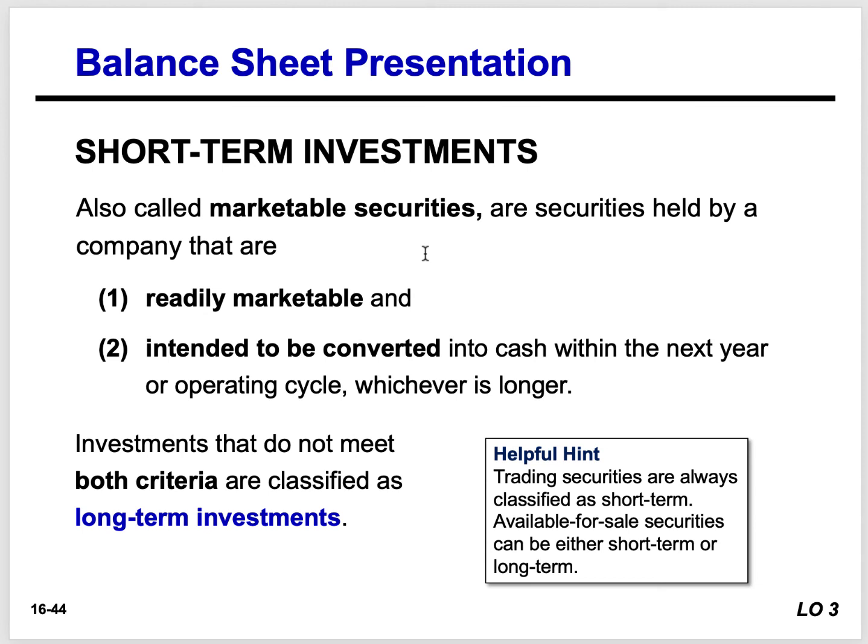So keep in mind that when we're talking about these investments, any investments that don't meet both of these criteria, meaning they have to be readily marketable and they have to be intended to be converted into cash, if they don't meet both of those, we report them as long-term investments, okay? Trading securities, almost always going to be classified as short-term. Available for sale securities, well, we have to look at management's intent, okay?